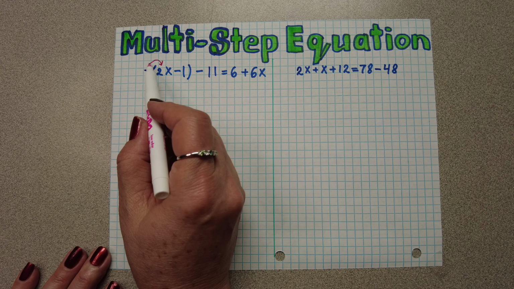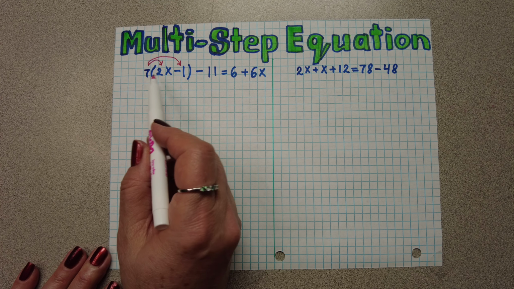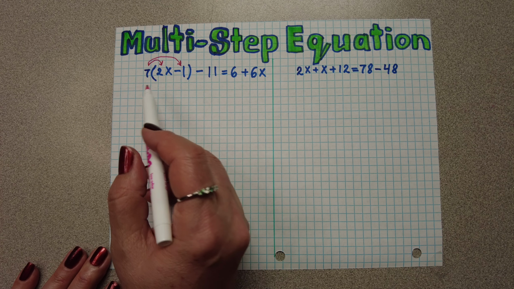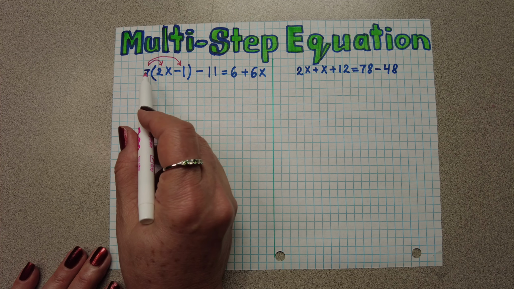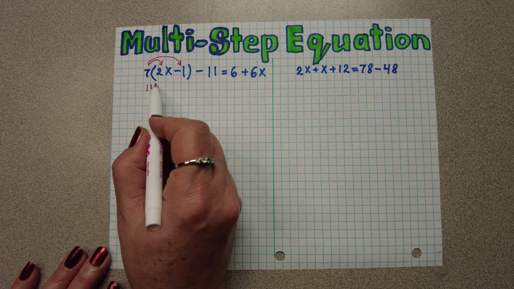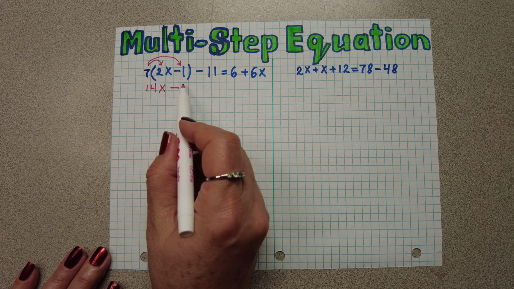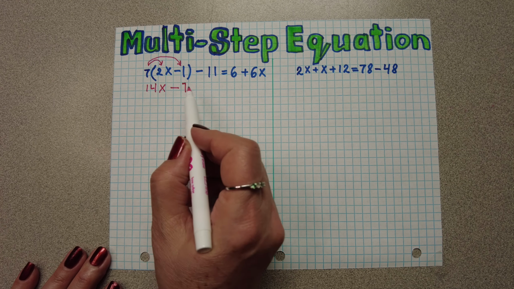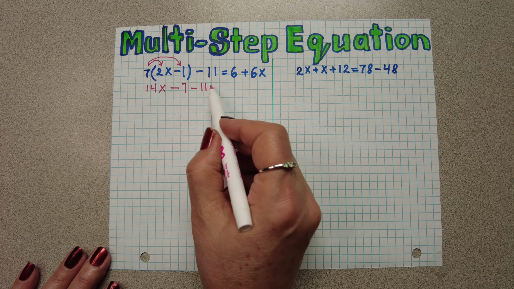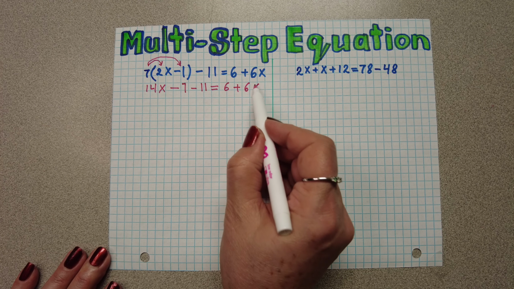Remember, we learned it. We're gonna multiply first. We have 7 times 2x, and then we're gonna multiply 7 with negative 1. Let's see what we get. 7 times 2x equals 14x. Then minus 7 times 1 equals 7. Then we continue with what we have: minus 11 equals 6 plus 6x.